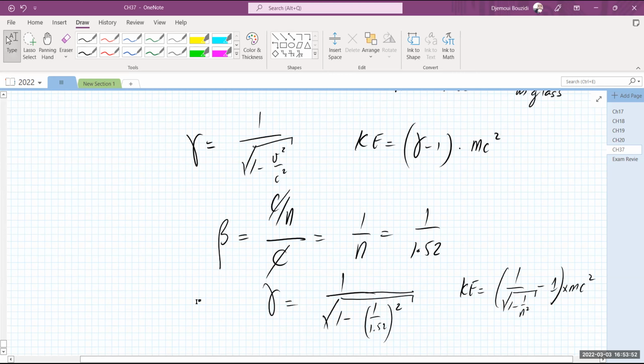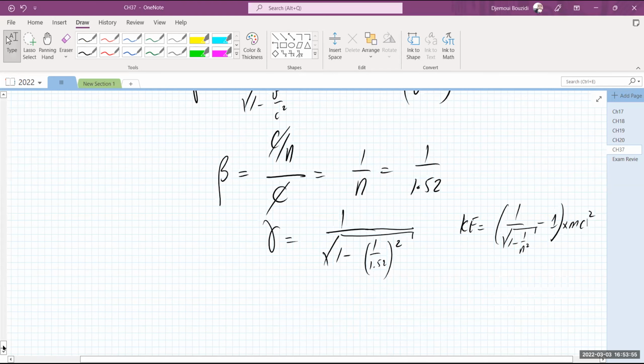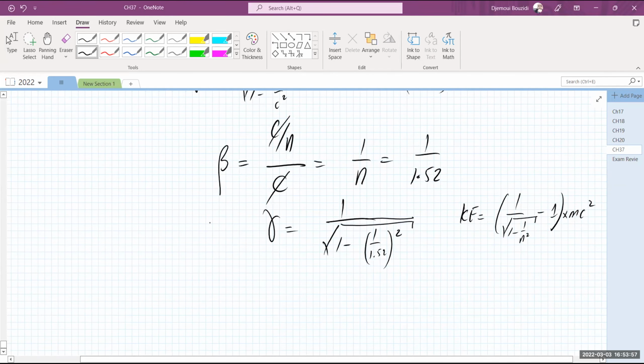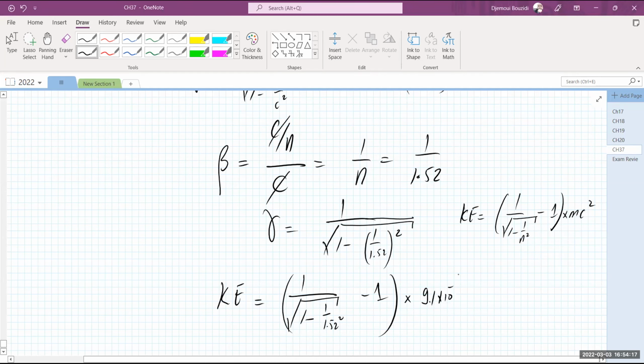Let me set up the numbers for you guys, and hopefully you finish it. So the kinetic energy, this is the minimum kinetic energy. They can travel faster, and that's how the Cherenkov radiation happens, actually. It is going to be 1 over the square root of 1 minus 1 over 1.52 squared, minus 1, times the mass of the electron, 9.1 times 10 to the negative 31 kilograms, times the speed of light squared, 9 times 10 to the power 16.